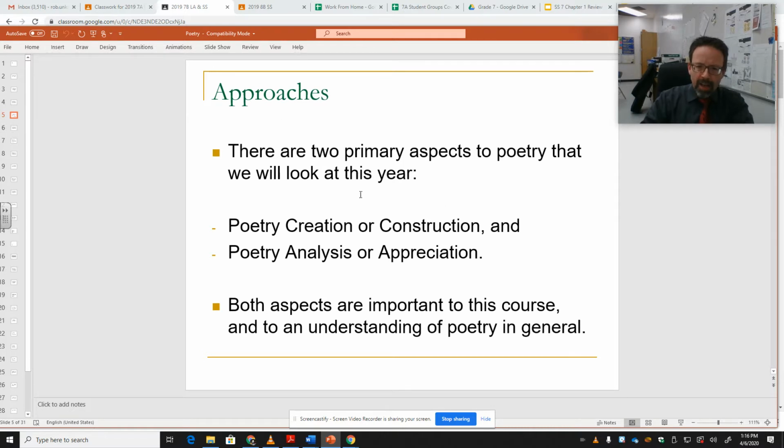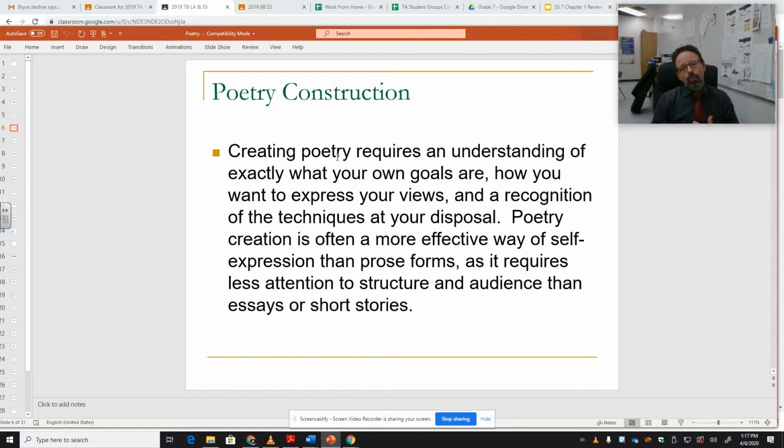Now, there are two primary aspects to poetry we will look at this year: poetry creation or construction, and poetry analysis or appreciation. Yes, I'm going to be asking you guys to probably write some poetry. It's really okay, honest. Both aspects are important to this course and to an understanding of poetry in general. Constructing poetry or creating poetry requires that you understand exactly what your goals of the writing are, how you want to express your views, and a recognition of the techniques that you've got at your disposal.